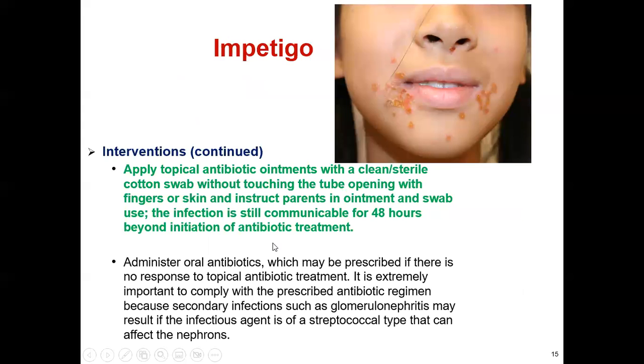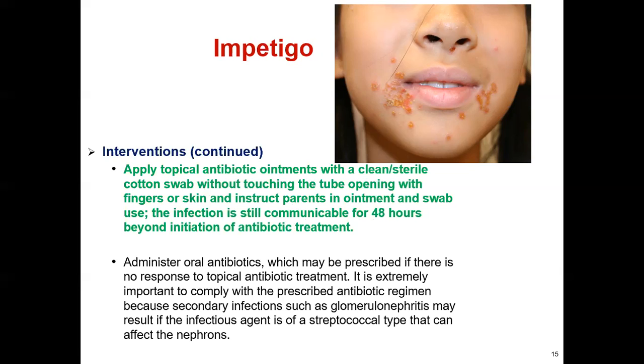What else? Apply the topical antibiotic ointment with a clean or sterile cotton swab, without touching the tube opening with the finger or skin, and instruct the parents in ointment and swab use. The infection is still communicable for 48 hours beyond the initiation of antibiotic treatment.